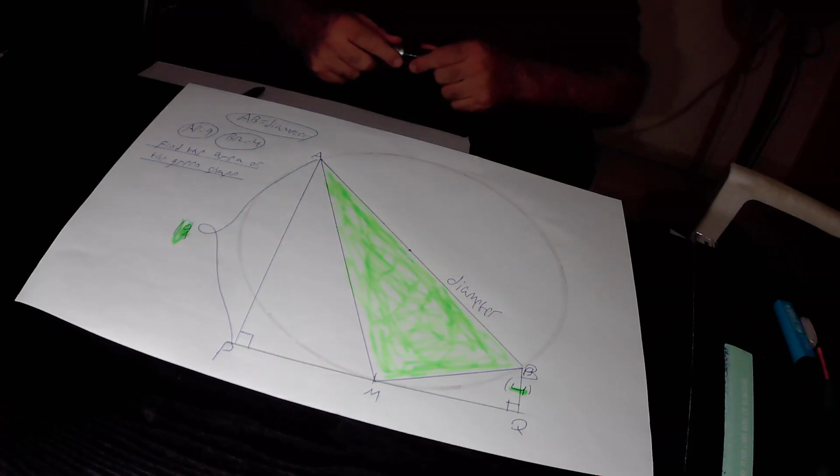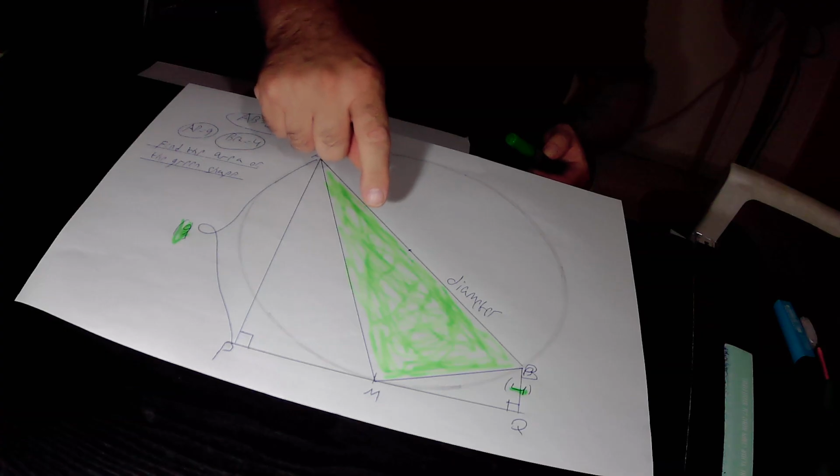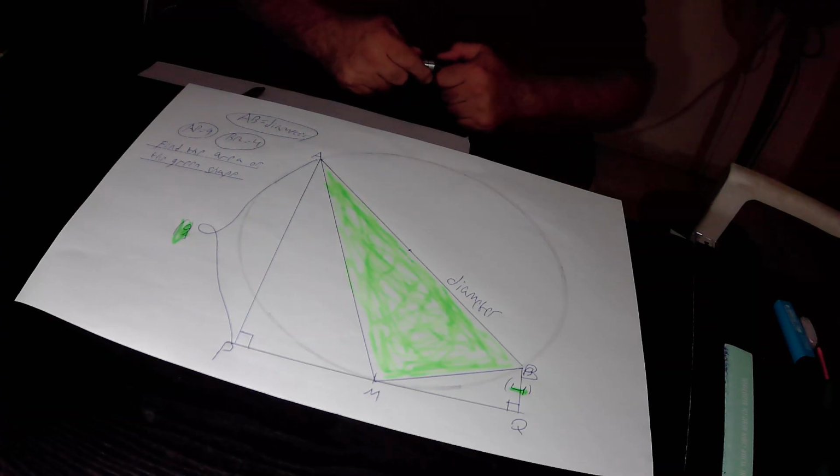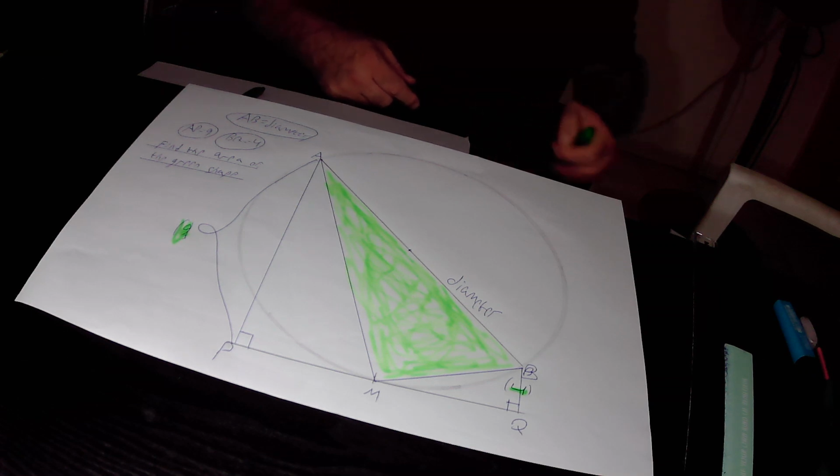Again, our task is to find the area of this green shape, the green triangle AMB. So first of all, we implement rule 7 in our drawing.